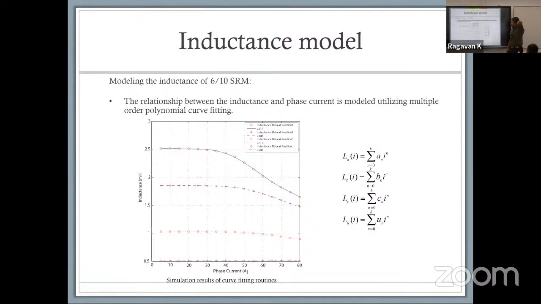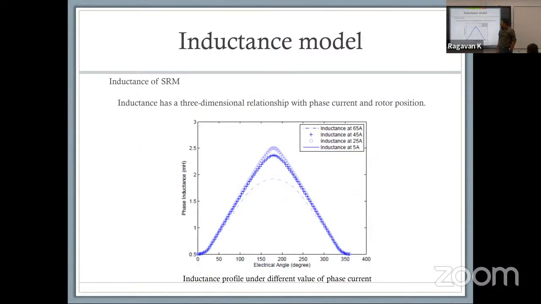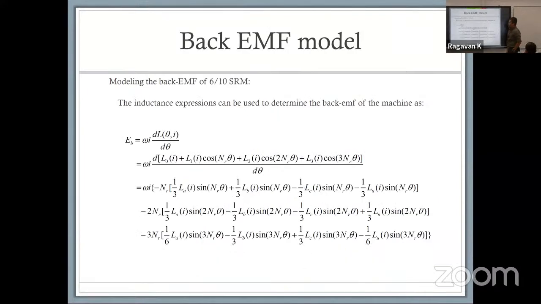So the relationship between the inductance and phase current can be modeled, and you can actually do a curve fitting. The curve fitting is based in terms of 4 functions. You have AN, BN, CN, and you have UN. When we recreated that to verify whether the model worked, we saw that the inductance at 45, this is 25 amps, this is at 5 amps, the numbers are fairly consistent. They do have a 3-dimensional relationship with phase current and rotor position.